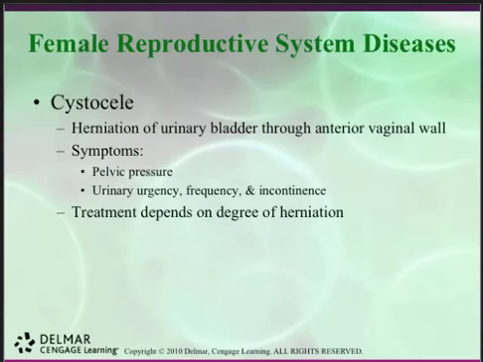Okay, a cystocele is a herniation of the urinary bladder through the anterior vaginal wall. Symptoms include an increase in pelvic pressure and an increase in urinary urgency, frequency, and also episodes of incontinence. The treatment depends on the degree of herniation.